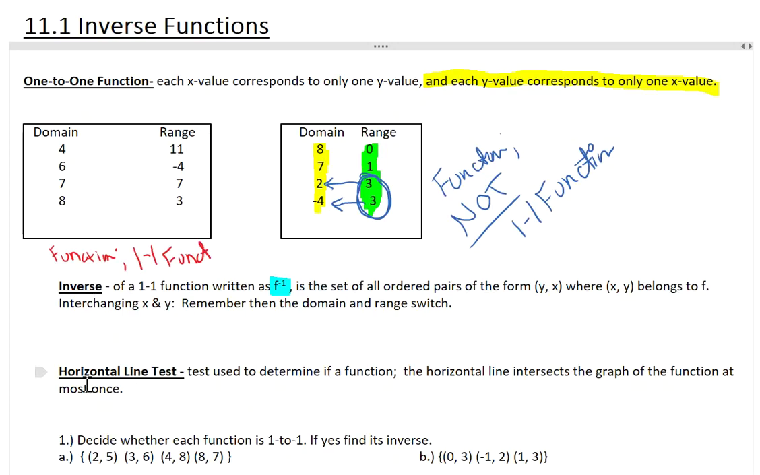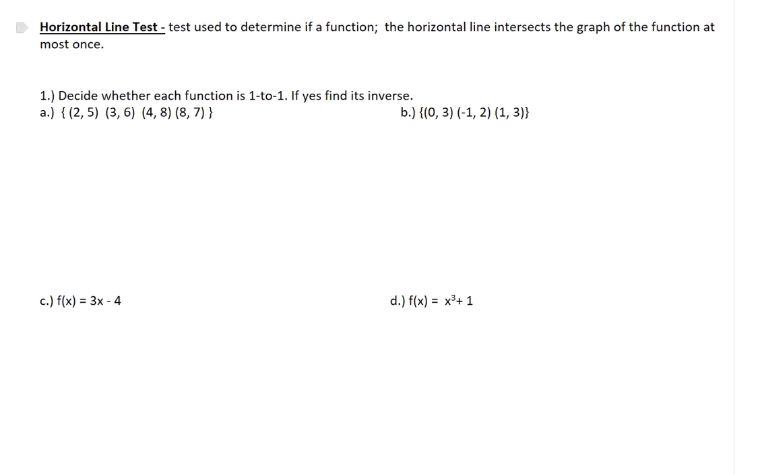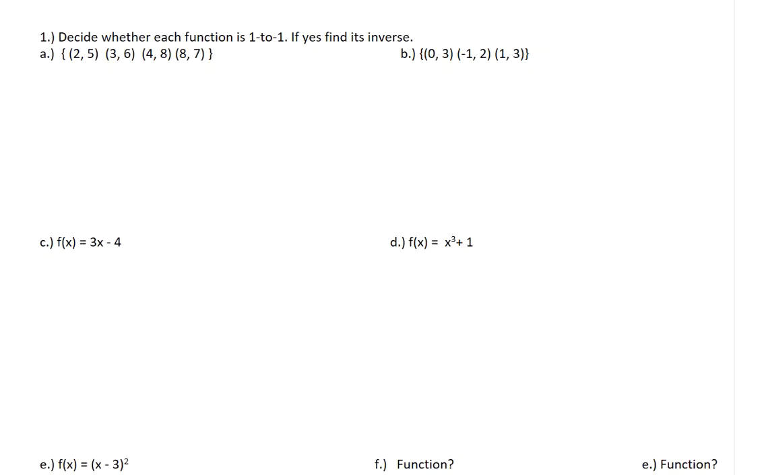One other thing that we have to notice is the horizontal line test. The horizontal line test can be used when you look at a graph to test for one-to-one. Again, you want to use the vertical line test first to determine if it's a function, because if it's not a function, it can't even be a one-to-one. So what we're going to be doing for most of this, in example number 1, is looking at these, and these are all functions, and we're going to determine if they are one-to-one.